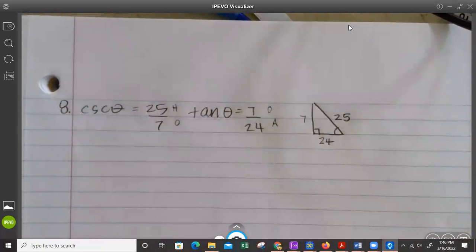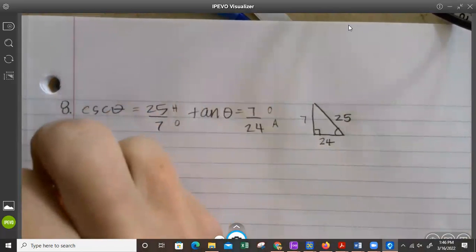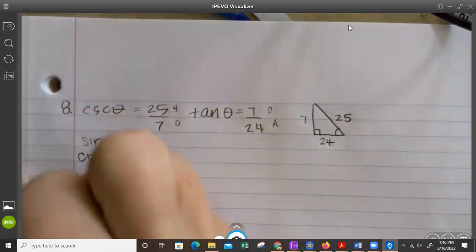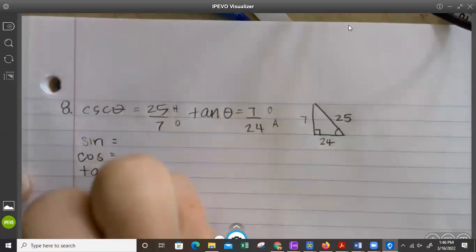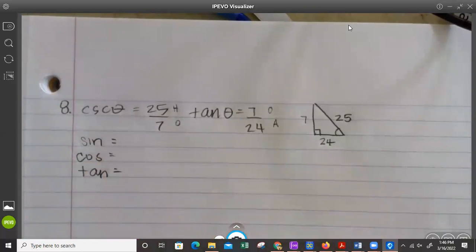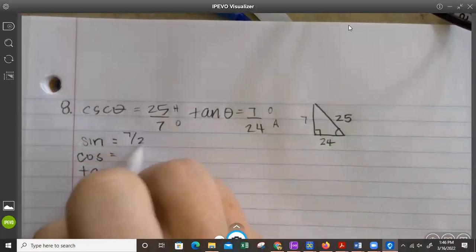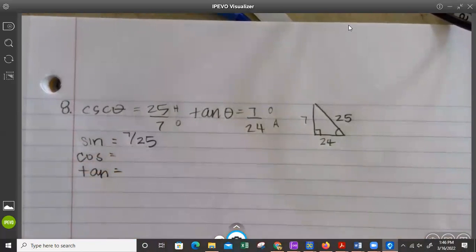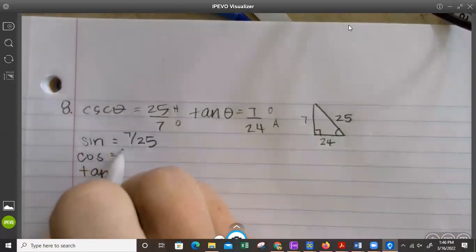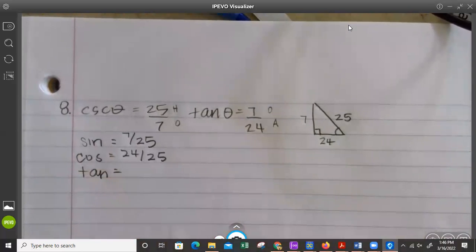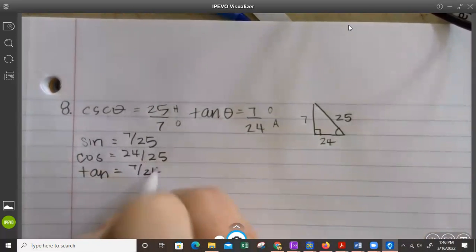This one was the easiest one because they're whole numbers and it's already set up for you. You didn't have to do any work on it. So then we want to find all of our trig functions. We have sine, cosine, tangent. Sine is opposite over hypotenuse. What's your opposite? 7. What's your hypotenuse? Cosine is adjacent over hypotenuse. Adjacent is? Hypotenuse is? Tangent is opposite over adjacent. They already gave it to us.